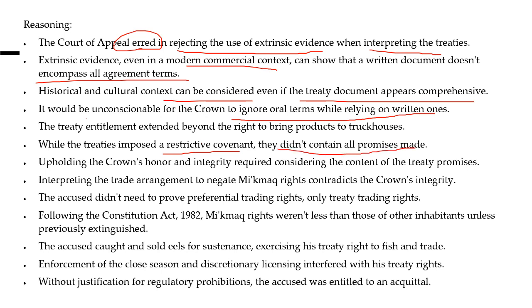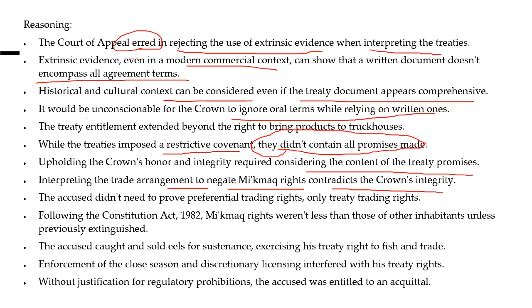They didn't contain all promises made. So treaties did not have all promises in written form. There were a few things that were said orally, by words. That is why, whenever there is some confusion, we always give the decision in favor of Aboriginal people. So upholding the Crown's honor and integrity required considering the content of treaty promises, and interpreting the treaty arrangement so as not to negate the right and contradict the Crown's integrity.